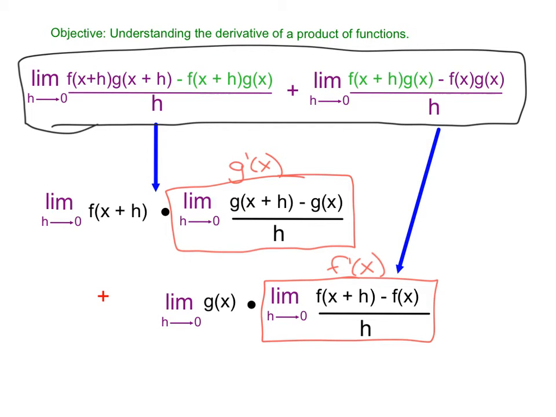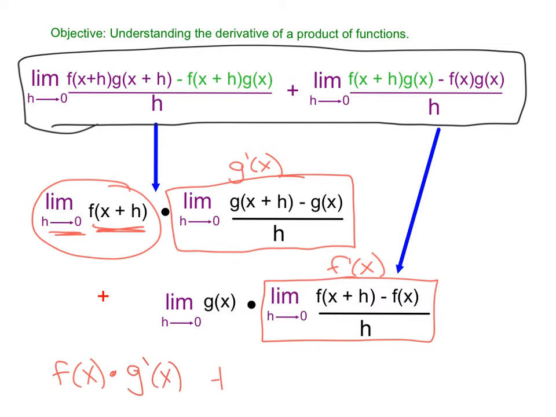So we end up with the limit as h approaches 0 of f of x plus h times g prime, plus the limit of g of x times f prime. So what do you get when you plug 0 in here? We end up getting f of x, times this g prime, because that's the definition, plus g of x, this piece we can't plug in 0, nothing happens, times f prime. And this is called the product rule.